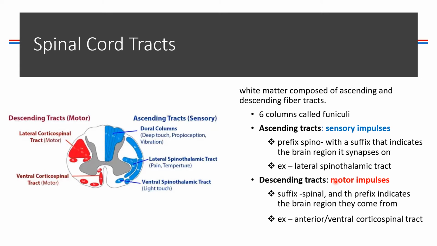They can be coming from the cortex or from any of the nuclei that we talked about before, and they're going to be sending motor impulses to go out to muscles and glands. They're going to end with the suffix spinal, so we may have cerebrospinal or corticospinal. So we're going to have an anterior and a ventral corticospinal tract because they're coming from the cerebral cortex, and that's where that comes from.